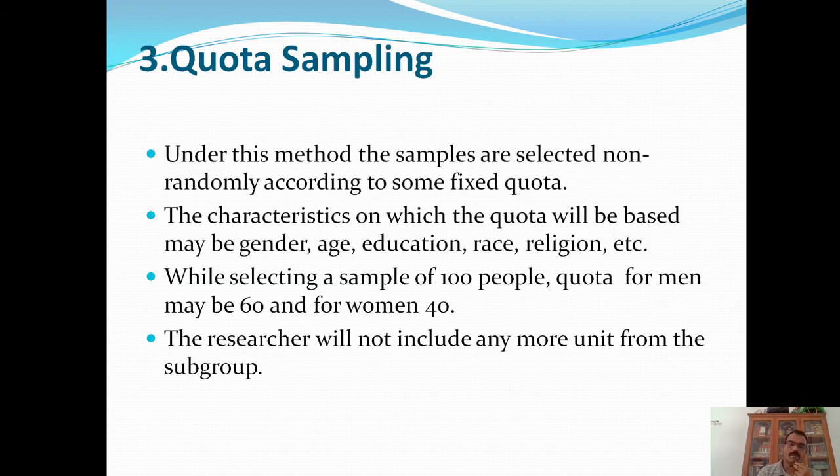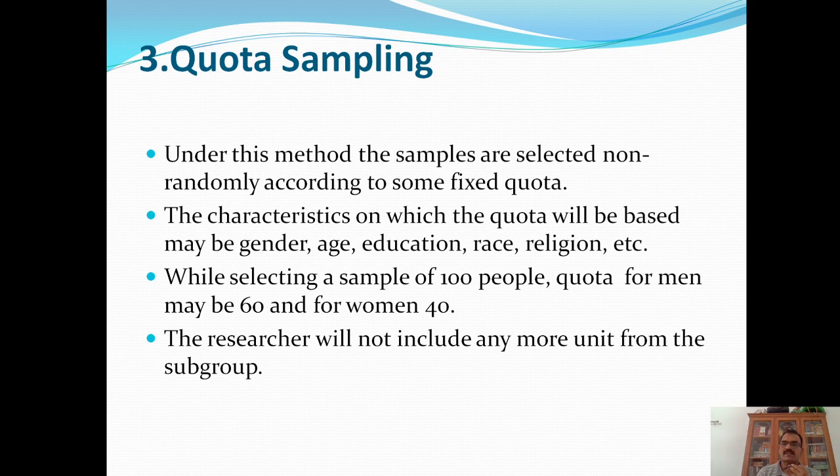Quota sampling. Under this method, the samples are selected non-randomly according to some fixed quota. A fixed quota will be decided in advance and a sample will be selected according to that particular fixed quota.